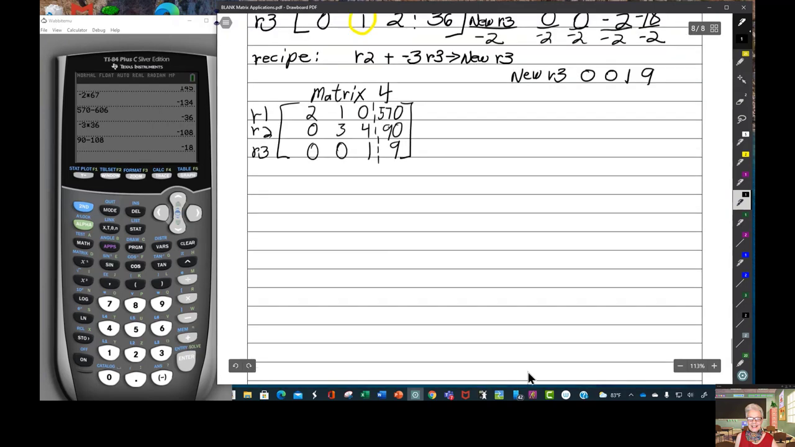Okay, now I'm going to write out my system. I might as well use this space over here. Nobody said I can't. 2x plus y equals 570. 3y plus 4z equals 90, and z equals 9. 1z, right? So that's z. Line 1, line 2, line 3. So now I know what z equals. I'm going to go backwards, back solve.